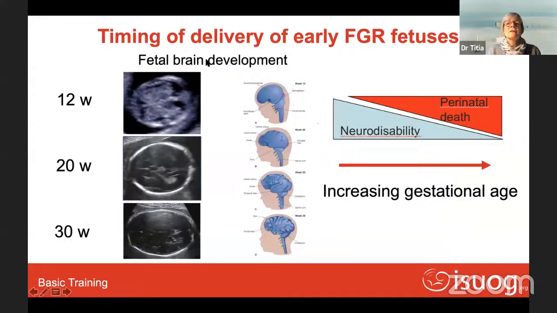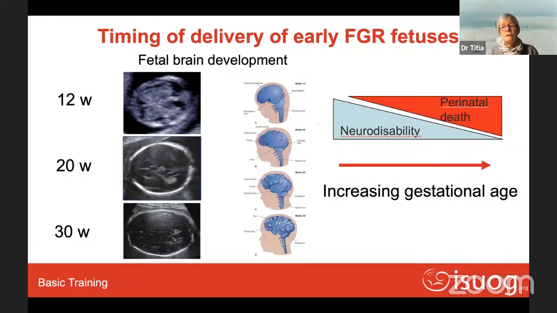And then the timing of an early fetal growth restriction, when to time delivery? Well, that is really quite a difficult problem, because you can see even on ultrasound how the brain is developing between 12, 20 and 30 weeks. You see that the brain is quite simple still, and at 30 weeks you have some windings, but there is still so much happening to the fetus where all these different windings are occurring. And the brain is developing a lot.